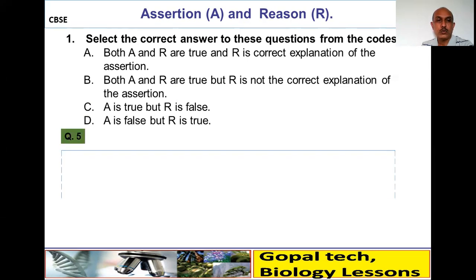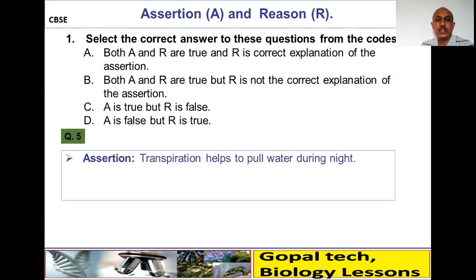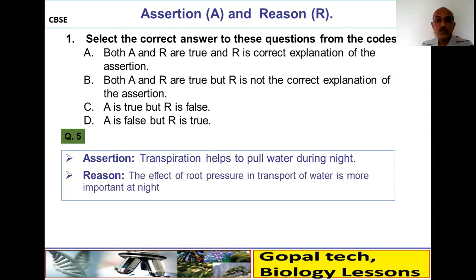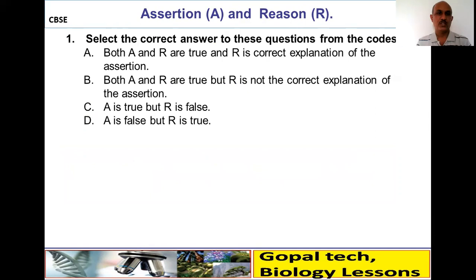Next question, 5. Assertion: transpiration helps to pull water during night. Reason: the effect of root pressure in transport of water is more important at night. Pause the video, write the answer, check it. Yes, the correct answer is D, because A is false and R is true.